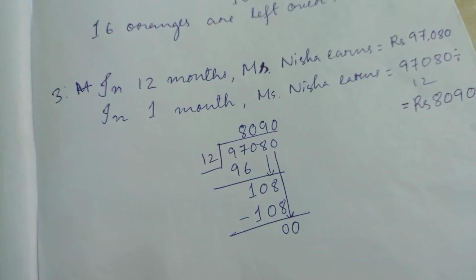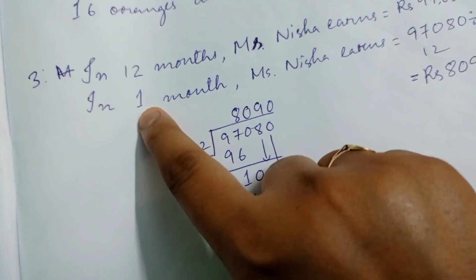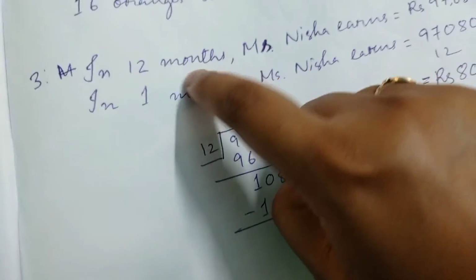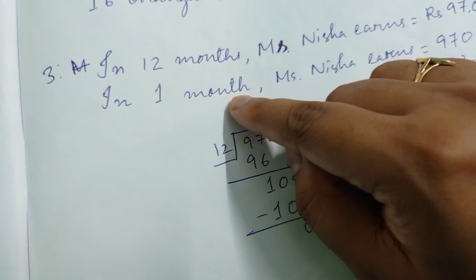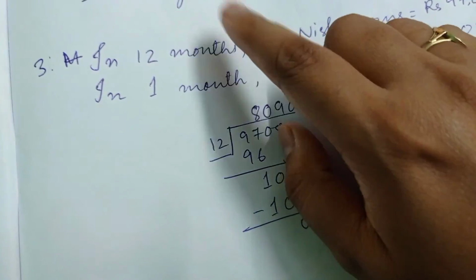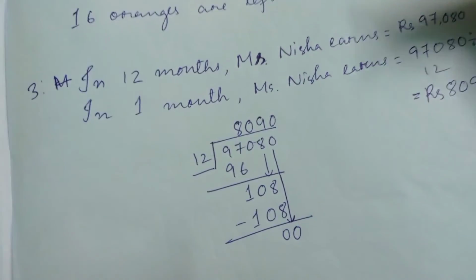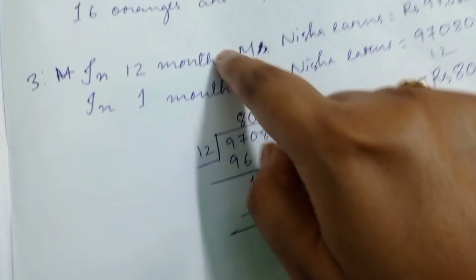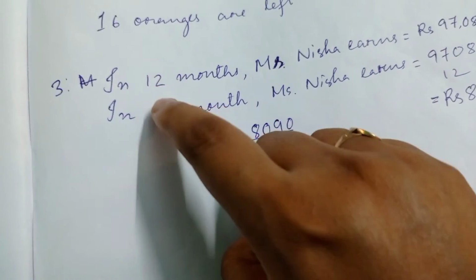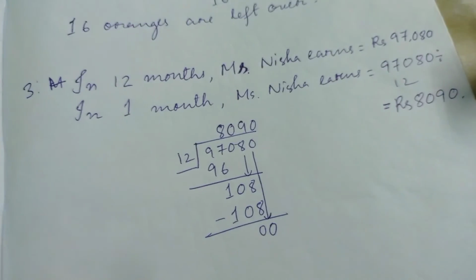Similarly, in the case of multiplication, they used to give for 1 month and you need to find for 12 months or more than 12 months. Understood? For 1 month it will be given and you need to find for more, that is multiplication. In the case of division, they used to give for many, like 12 months, and you need to find for one. So they are both opposite, division and multiplication.